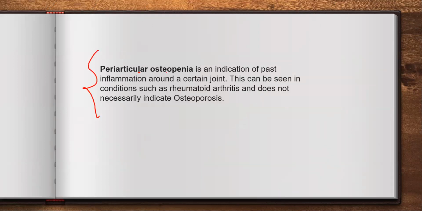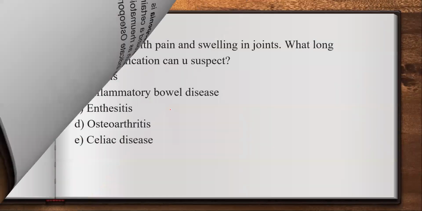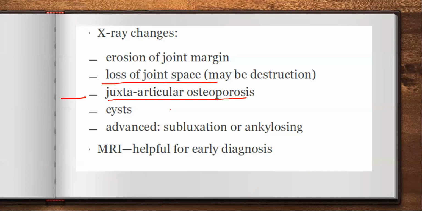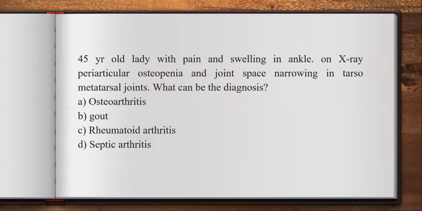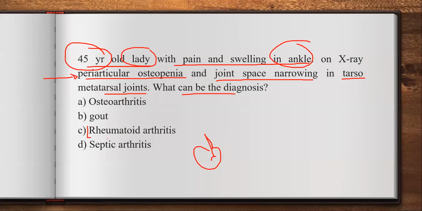And you can read it here. Periarticular osteopenia is an indication of past inflammation around a joint. This can be seen in conditions such as rheumatoid arthritis. So mainly rheumatoid arthritis causes this periarticular osteopenia, osteoporosis. Osteoarthritis, on the other hand, usually causes osteophyte formation. So our diagnosis in here will be rheumatoid arthritis.